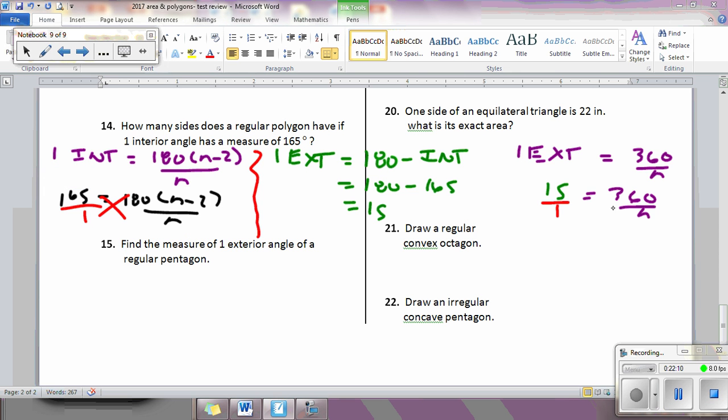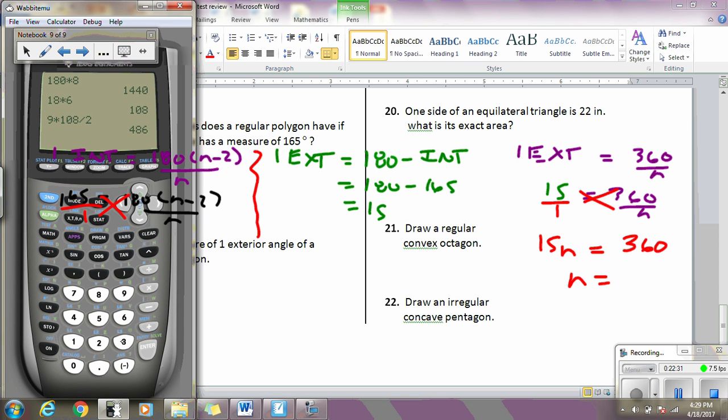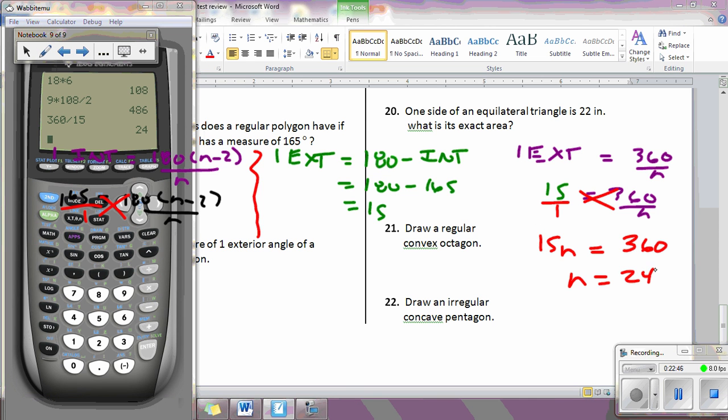Still put 15 over 1 and cross multiply. When you cross multiply, you would get 15n is equal to 360, and then divide both sides by 15. It should be a decimal. Maybe. Sorry. Maybe not. Now that I think about it, n is 24. If you ever make an algebraic mistake, always check your work. Take the value of n, plug it back into either the one interior angle formula or the one exterior angle formula to see that the results balance out.